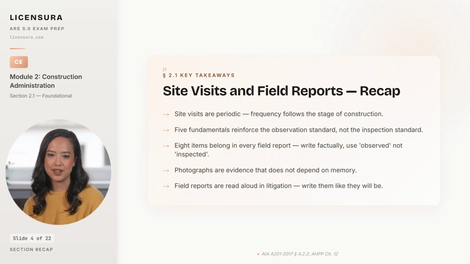Photographs are the piece of evidence that does not depend on anyone's memory, which is why you take them every visit and label them with the date and the location. And the deepest reason to take field reports seriously is that they are written for a future audience, typically a jury, sometimes a licensing board, that will read your words aloud and decide whether they describe a competent architect doing competent work.